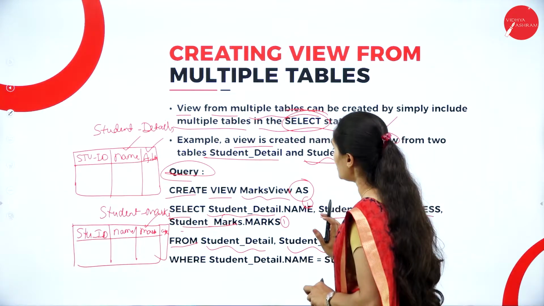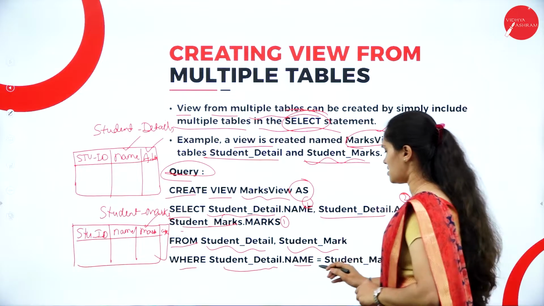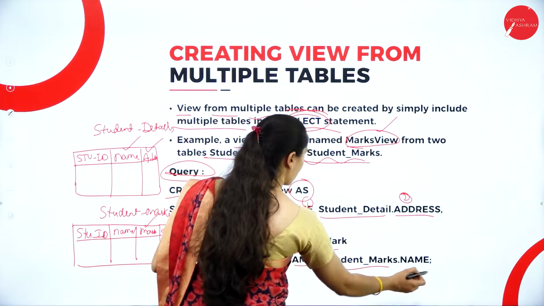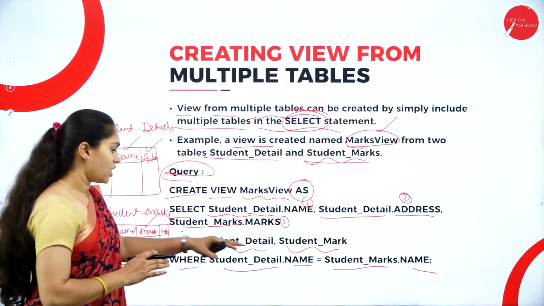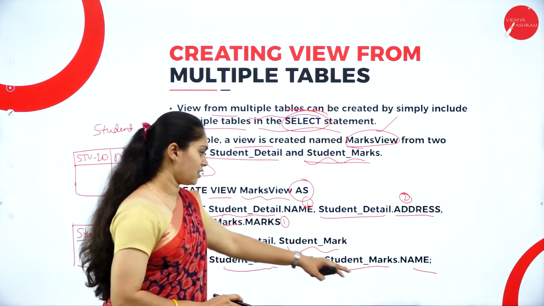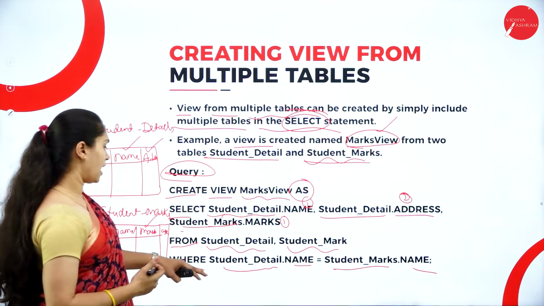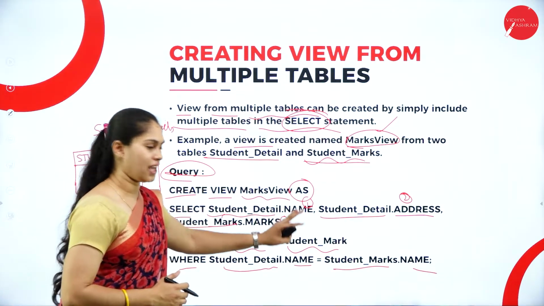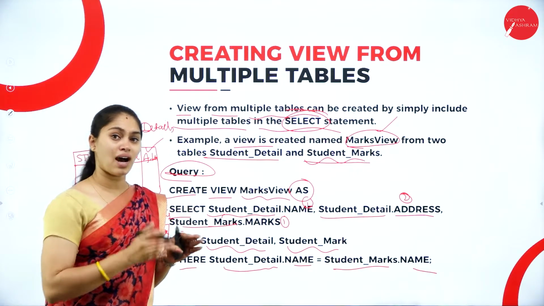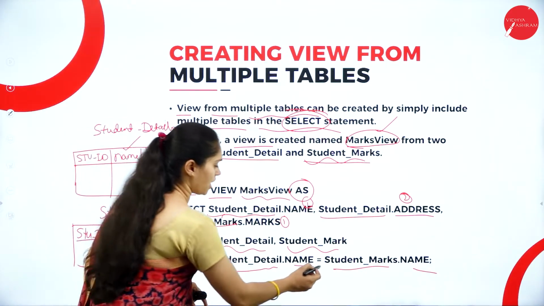So this is the name of a table, where student detail dot name is equal to student marks dot name. That means the name we have in the student detail should also be there in the student marks table. Then only I can fetch the data: the name, address as well as the marks of those students who are in both the tables.